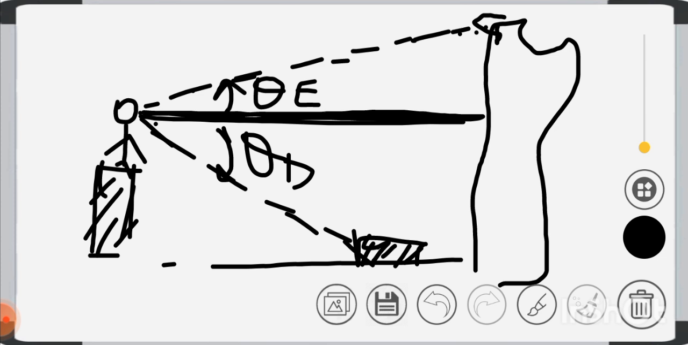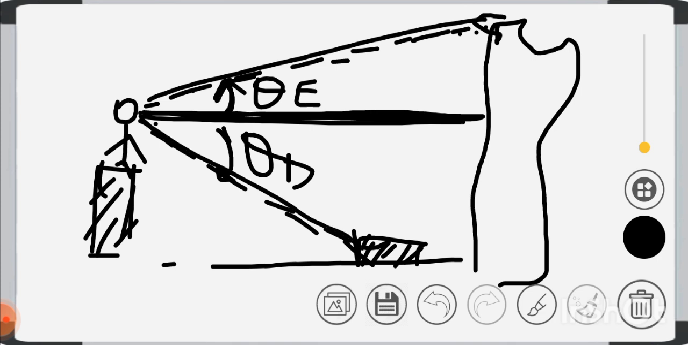So this is your line of sight. The angle between the horizontal line and the line of sight above is called the angle of elevation. The angle between the horizontal line and the line of sight below is called the angle of what? Depression. So please take note of that, it is very, very important.